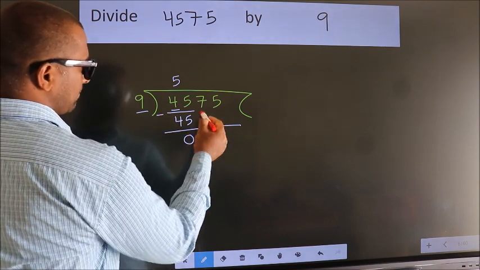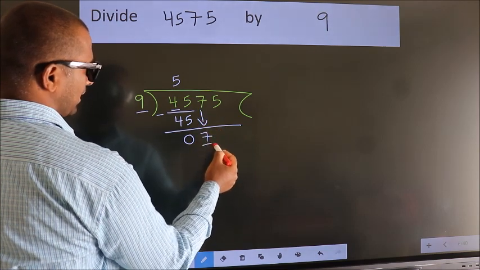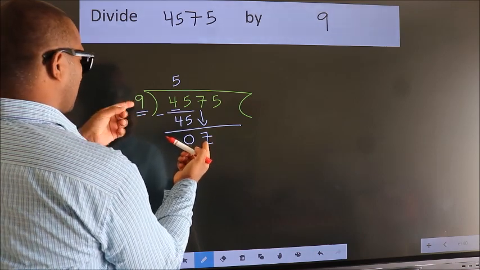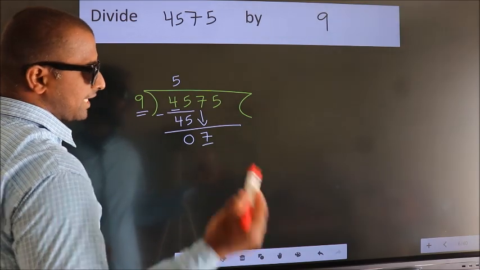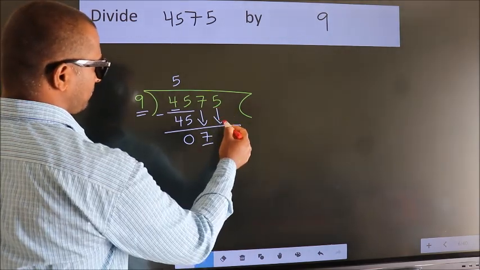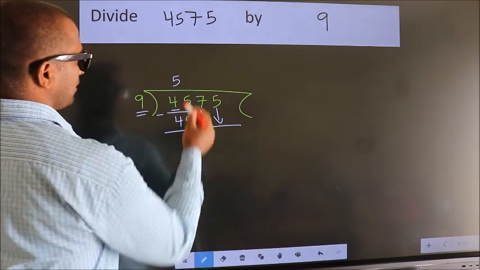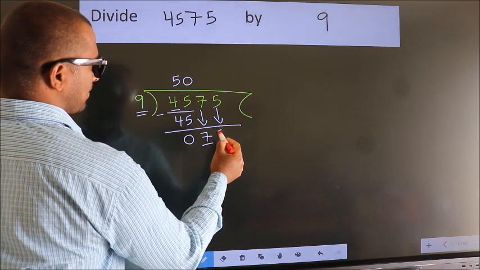After this, bring down the beside number. So 7 comes down. Here we have 7, here 9. 7 is smaller than 9, so we should bring down the second number. And the rule to bring down the second number is to put 0 here, and only then can we bring down this number.